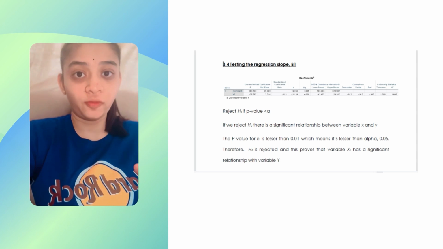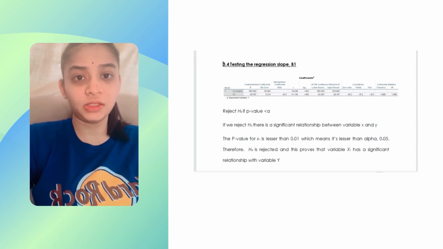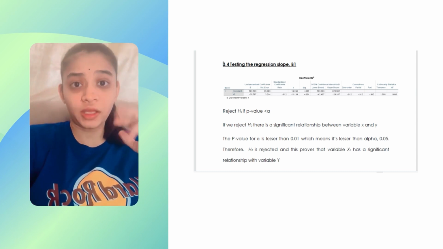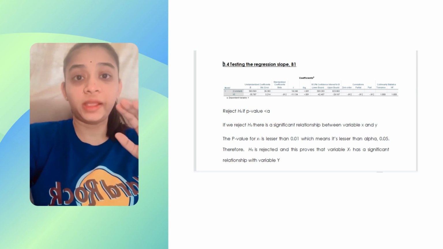I will talk about 3.4 testing regression slope B1. The p-value for x1 is less than 0.01, which means it's less than alpha 0.05. Therefore, the null hypothesis is rejected. That proves that variable x1 has a significant relationship with variable y.